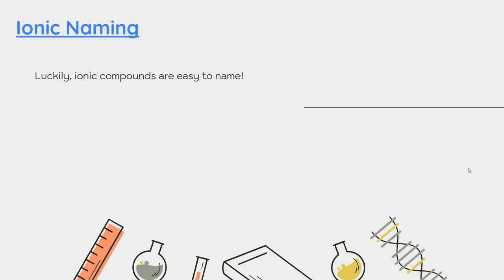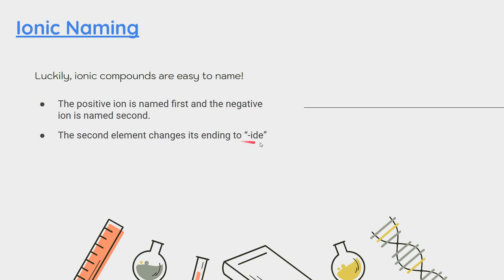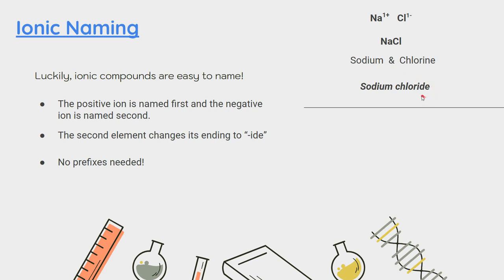Now, luckily for us, ionic compounds are easy to name. First rule, the positive ion comes first, and the negative ion comes second. Next, the second element will change its ending to IDE, just like we saw with covalent compounds. And finally, we don't need prefixes with ionic compounds. So if I take my first example, NaCl, we'll see that Na is +1, Cl is -1. Whichever method you use, you should end up with this formula, NaCl. Because there's sodium and chlorine, one of each, it's just going to be sodium chloride. That second element changed its ending to IDE. Notice that I don't need prefixes. I don't need to say there's one of each.